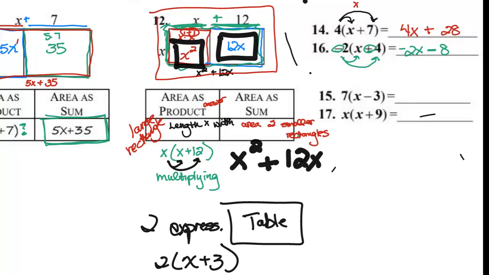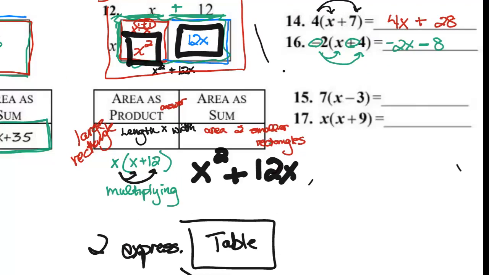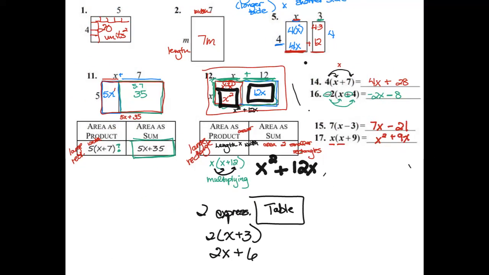So 15, somebody give me that distributive property answer really quick. What would that be? 7x minus 21. And what about 17? X squared plus 9x. Remember, when you multiply x times x, that is x squared. You can put it right in there. Thank you. All right. Any questions on that?